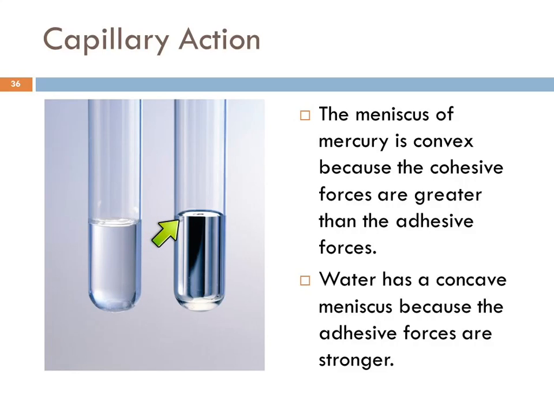Well, mercury has a meniscus that goes the other direction. The mercury meniscus is convex. It curves up. And this has to do with the relative strengths of cohesive and adhesive forces. Why are the edges of the water surface bending up? It's because of adhesion. These water molecules have adhesive attractions to the glass, and so they're going to try to crawl up.